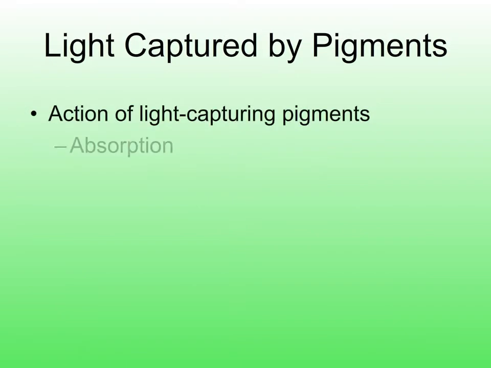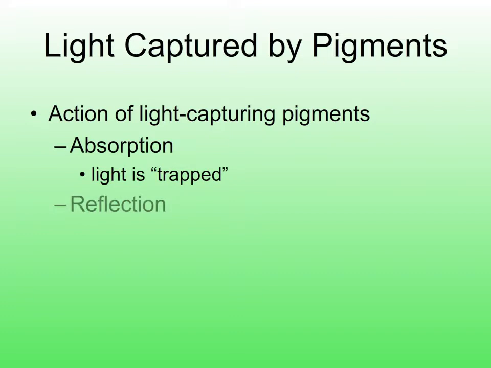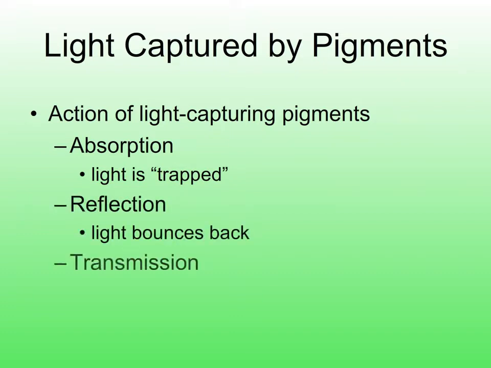So these pigment molecules can absorb or trap light energy of certain wavelengths, or they can reflect the wavelength, or they can allow the wavelength to transmit or pass through the pigment. If a wavelength of visible light is absorbed, we do not see this color. The color black is seen if all wavelengths are absorbed.